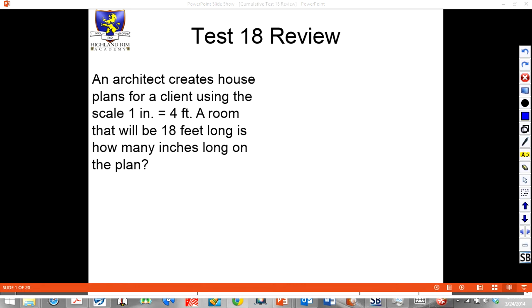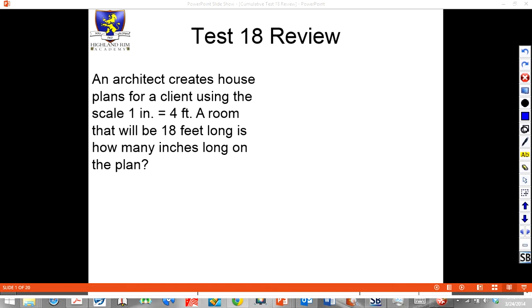Here's our first review question. It's a question of scale, and of course plans and maps cannot be the same size as the object that they're representing. So in the case of house plans, you have a small, maybe 3 feet long map, and that represents the entire size of the house. In this case, your scale is going to be 1 inch is equal to 4 feet. So what does that represent? Well, how long does it have to be on the plans to represent an 18-foot room?